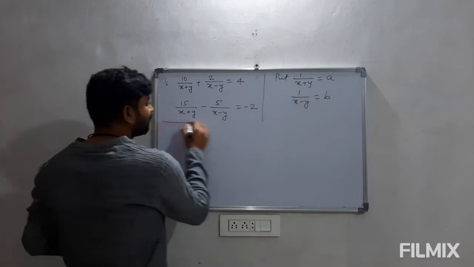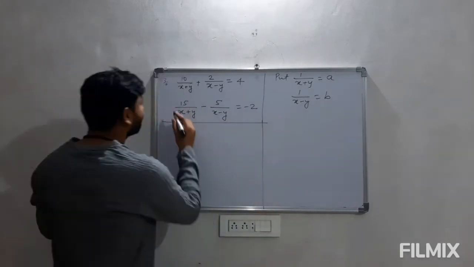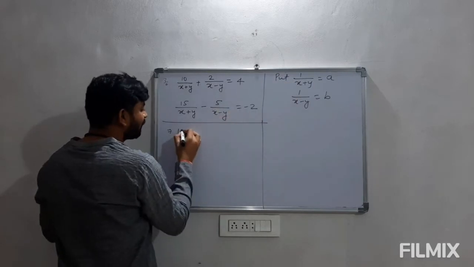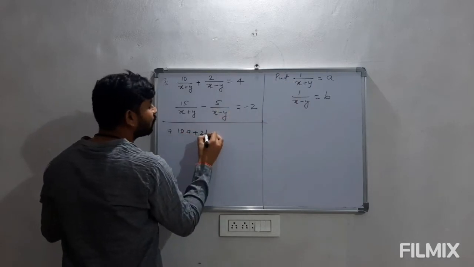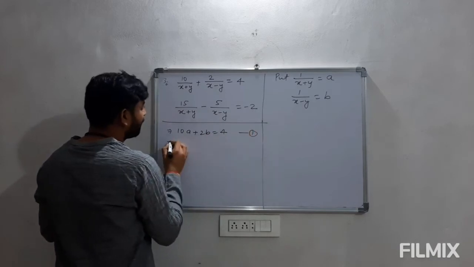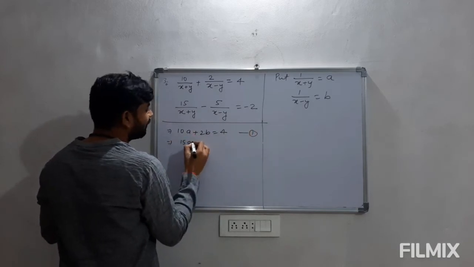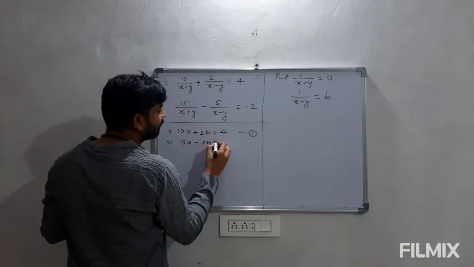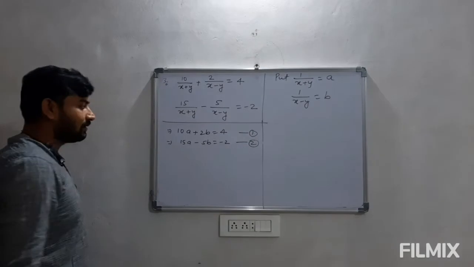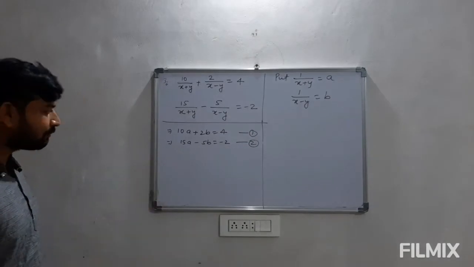So the equations we get will be something like this. 1 upon x plus y we have taken as a, so this will become 10a plus 2b is equal to 4. This will be our first equation, and here we are getting 15a minus 5b is equal to minus 2. This is our second equation. Now we can equate them here.